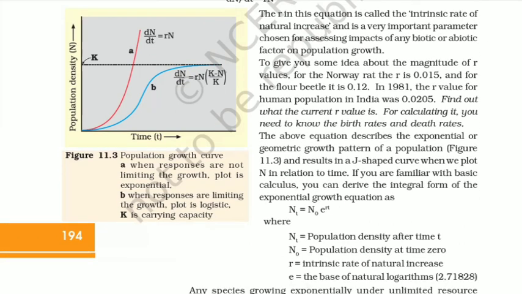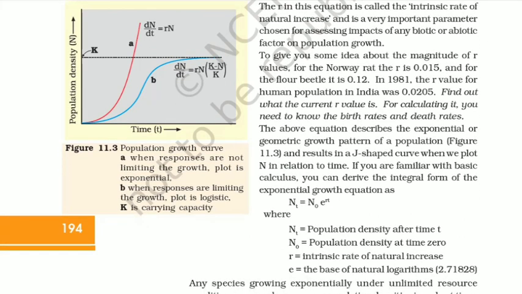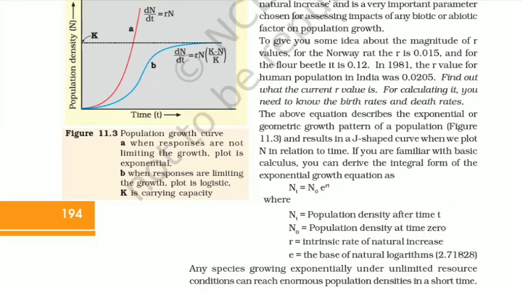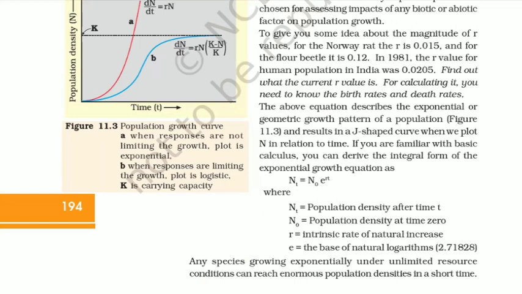The r in this equation is called the intrinsic rate of natural increase and is a very important parameter chosen for assessing impacts of any biotic or abiotic factor on population growth.